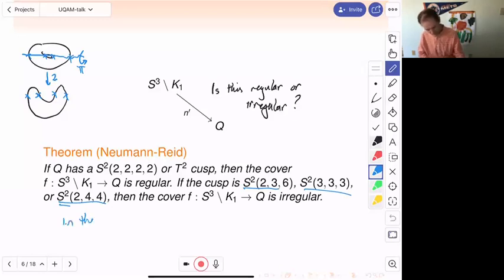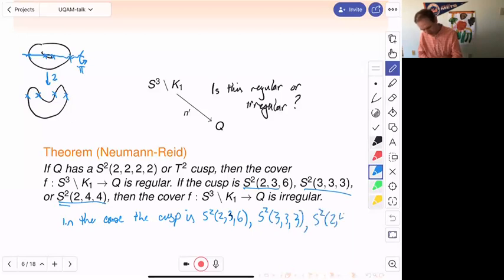In the case where the cusp is one of these special orbifolds, these spheres with 3 cone points, we say S3 minus K, so the knot complement covering this, has hidden symmetries.